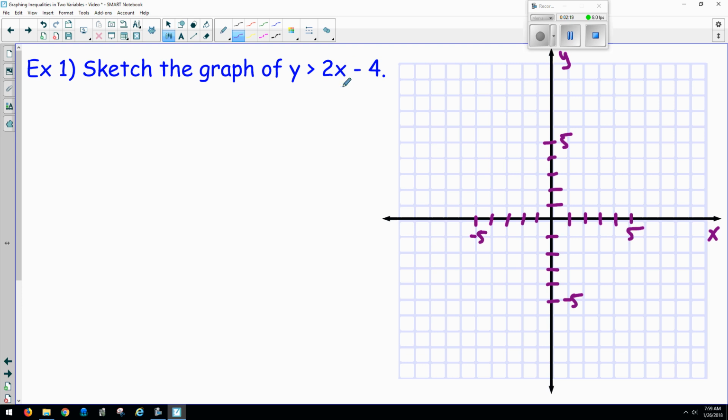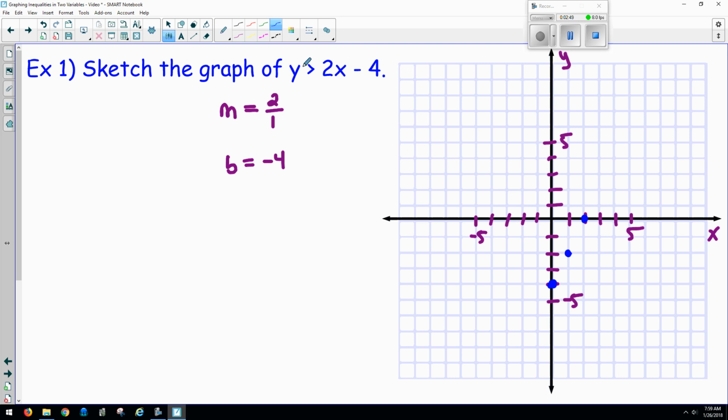So we're going to look at the slope and the y-intercept. The slope, remember, is going to be the number in front of x, which is 2 or 2 over 1. And the y-intercept is the number by itself. In this case, it's -4. So I'm going to start with the y-intercept at -4. And I'm going to follow the slope of 2 over 1, up 2 over 1, and we can keep going, up 2 over 1, and so on.